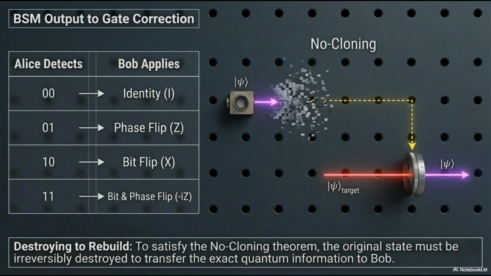The teleportation protocol is consistent with the no-cloning theorem, precisely because the original state is irreversibly destroyed during Alice's Bell state measurement before Bob's copy is completed. The 2 classical bits carry no information about the quantum state itself. They only tell Bob which of 4 unitary corrections to apply to recover it. This correction step is what makes the entire teleportation protocol deterministic and always successful, given the pre-shared entanglement and the classical communication channel.